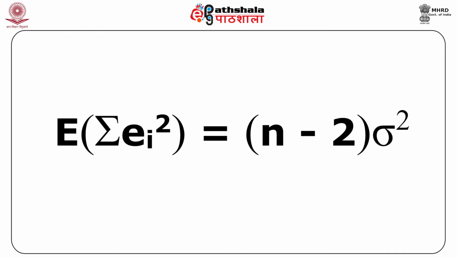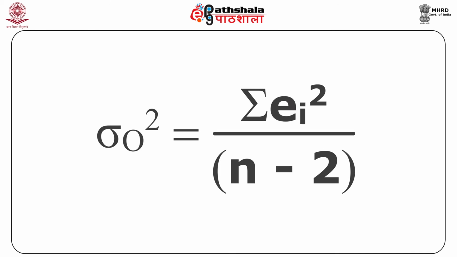Expectation of summation ei square is equal to (n minus 2) sigma square. Therefore, the OLS estimator of variance sigma square naught is equal to summation ei square divided by n minus 2.